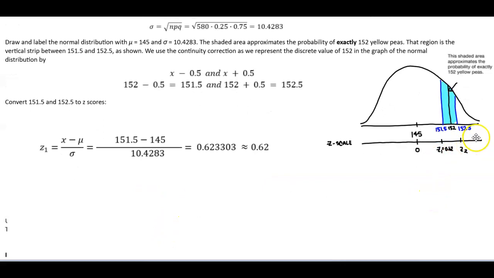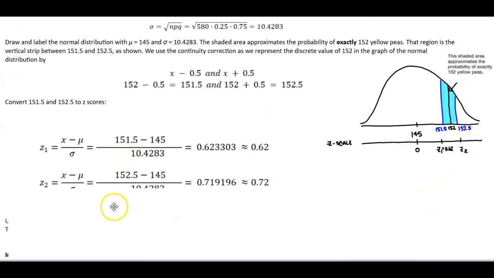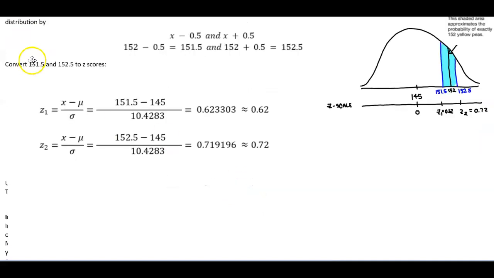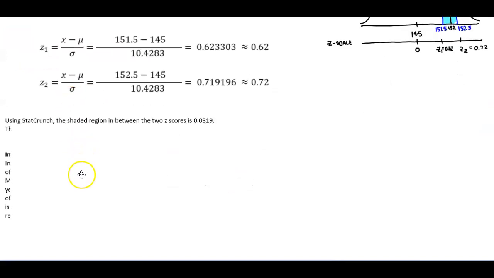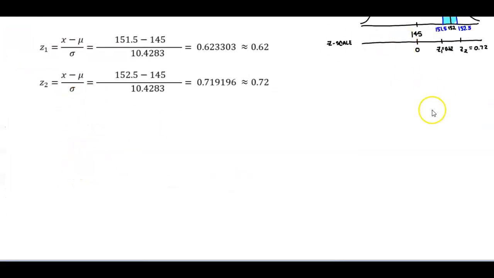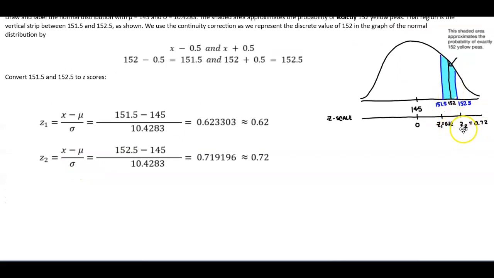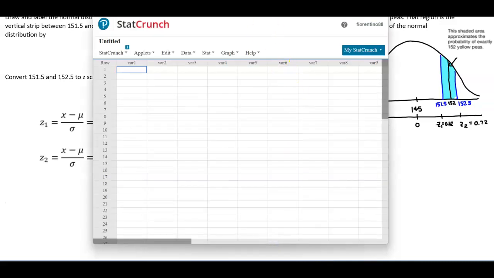Now we want to convert 152.5 to a z-score. If we take 152.5, subtract the mean, and divide by the standard deviation of 10.4283, we get 0.719196, and rounding that to 2 decimal places gives us 0.72. Now we want to find the area in between these two z-scores using StatCrunch. So let's open up StatCrunch.